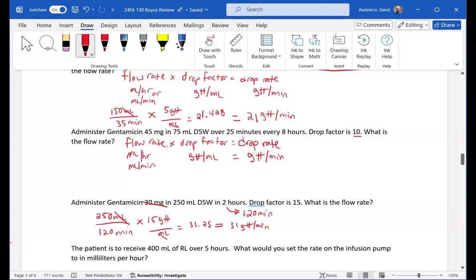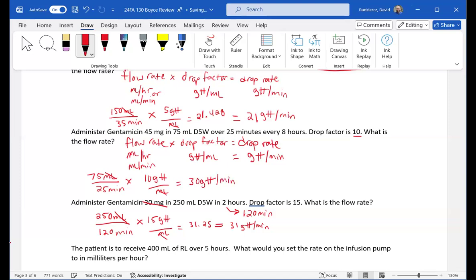Okay, so let's solve this by using the data that's here. I'm going to take my volume and I'm going to take my time. I'm going to take my drop factor. And then I'm going to solve. This ended up being a little bit simplistic. So 75 divided by 25 is 3, times 10, and you get 30 drops per minute.